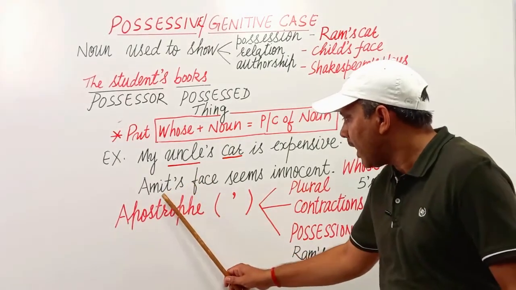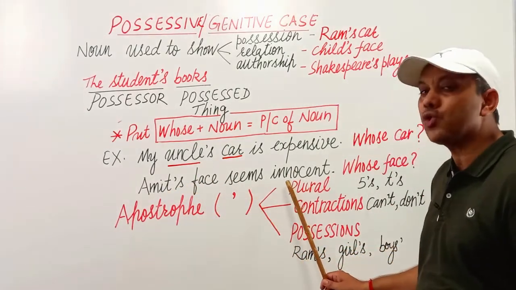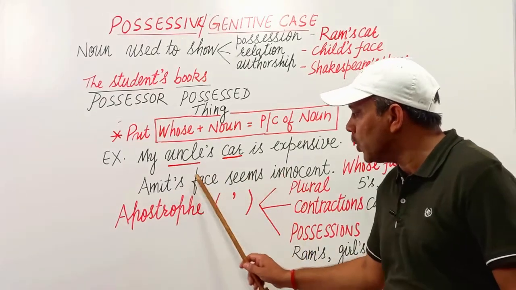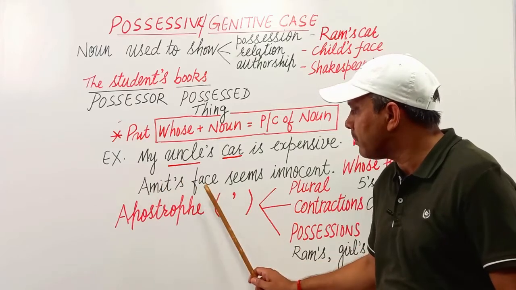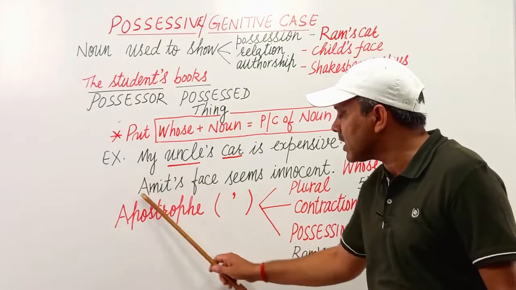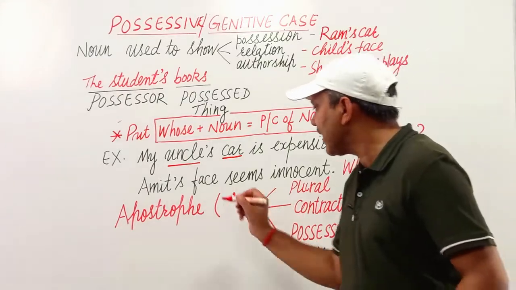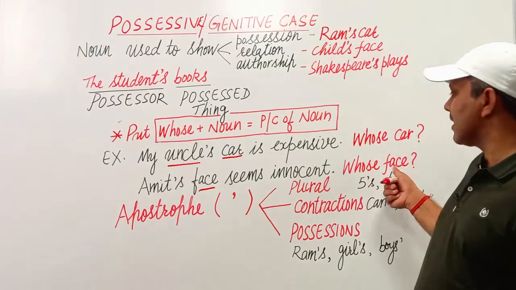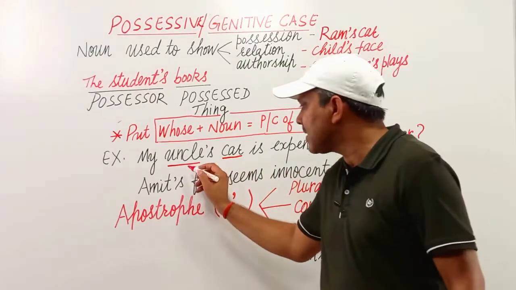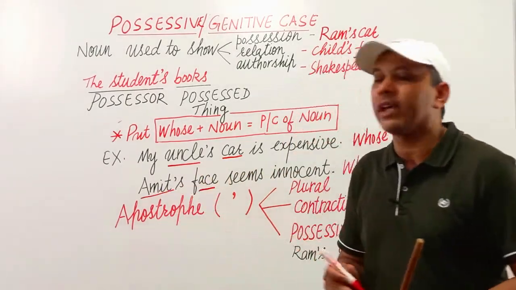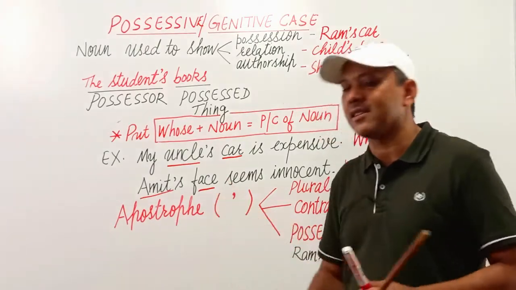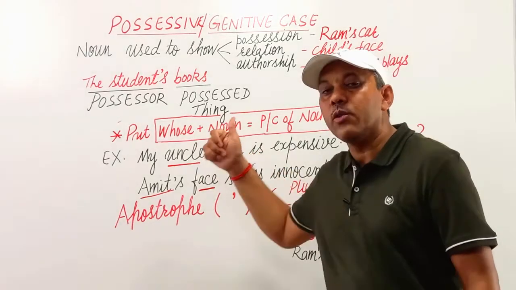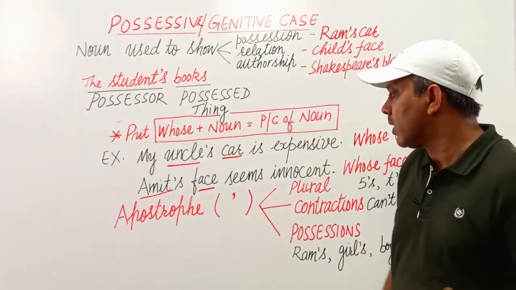Second example, Amit's face seems innocent. Put whose before this noun, in place of this subject. Then we can say, whose face seems innocent? We get the answer Amit. It means Amit is the possessive case of noun in this sentence. In this way, by putting whose before noun, we get the possessive case of noun.